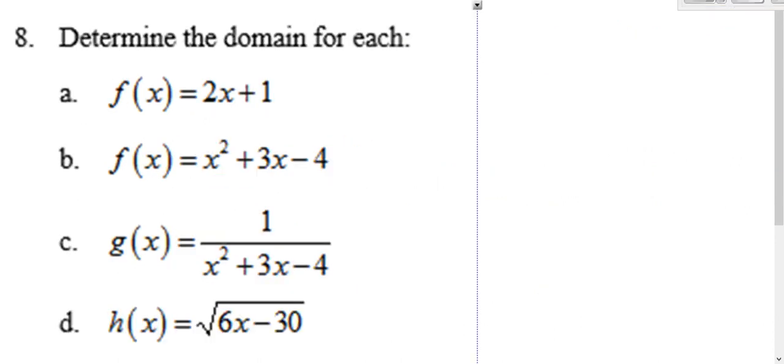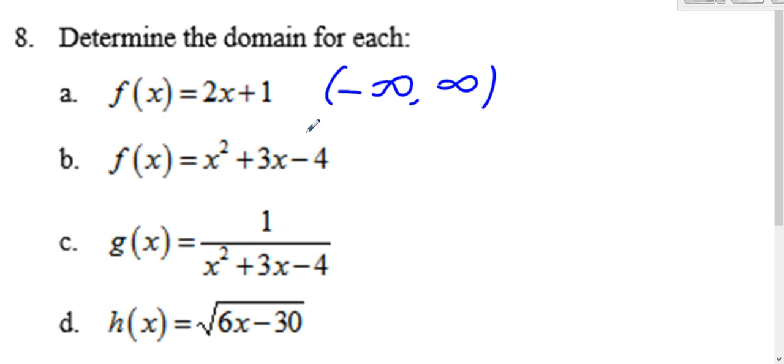All right, number 8. Find the domain. So for the functions that we've looked at, a lot of polynomial functions like a and b, we've also looked at rational functions like c, square root functions, radical functions like d. For domain, polynomial functions like a and b, the domain is always negative infinity to positive infinity. There's no restriction on a line. B is a parabola. There's no domain restrictions on parabolas either. Negative infinity, positive infinity.